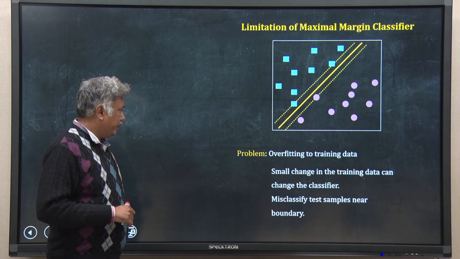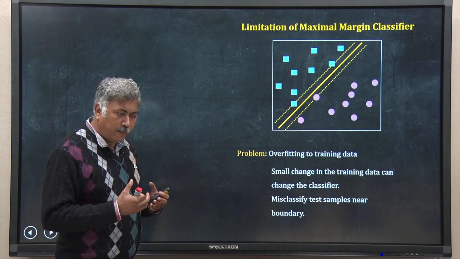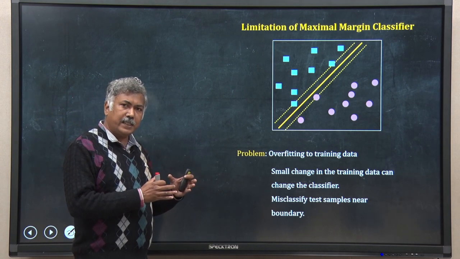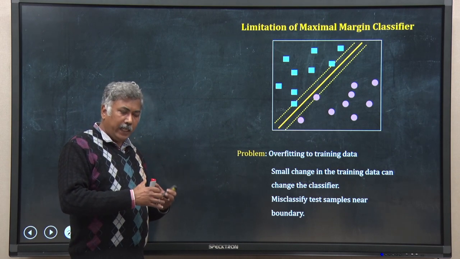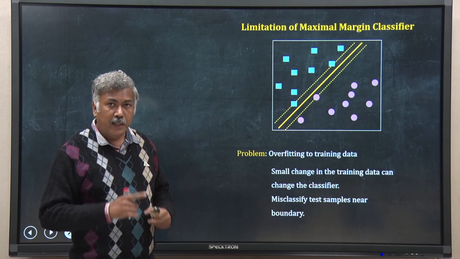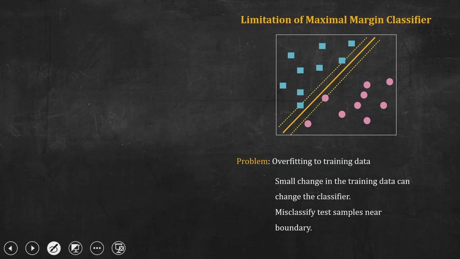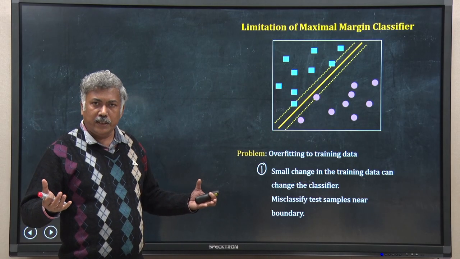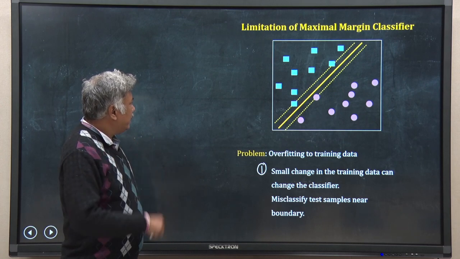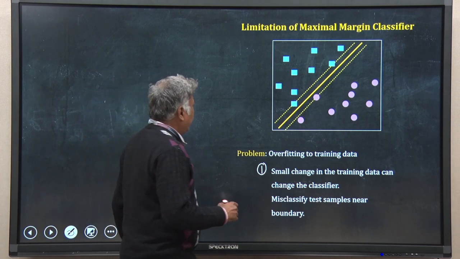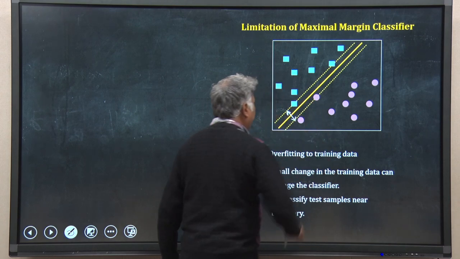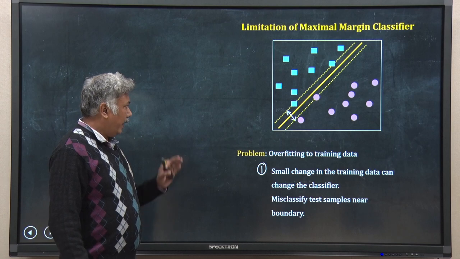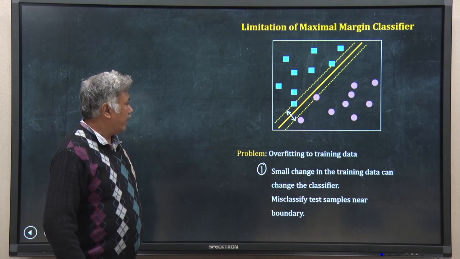Let me explain that. The problem is we have a training data set and the classifier is getting overfitted to that. And if it is overfitted, then what will be the problem? The first problem will be that if you change the training data set slightly, then the whole classifier will get changed. Let me give you an example. In this diagram, notice two things. One is that I have a very narrow margin width, right? Very narrow. And that will create another problem.